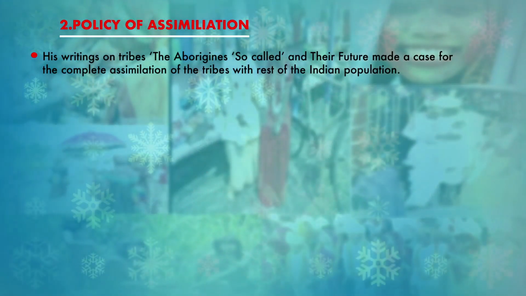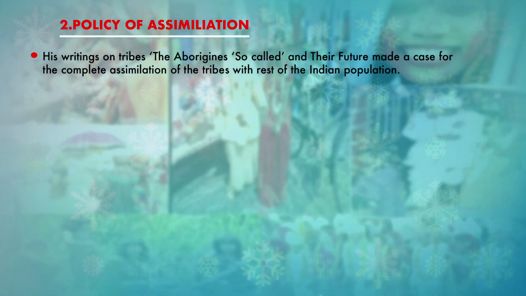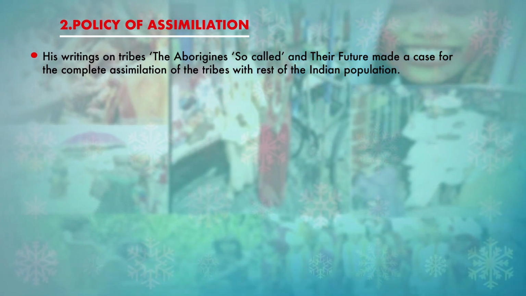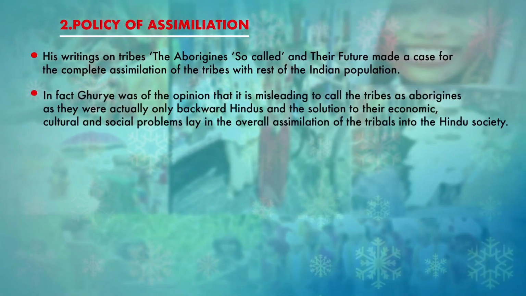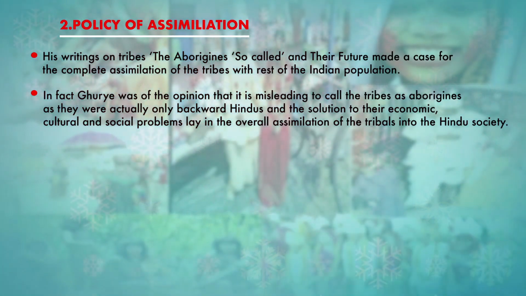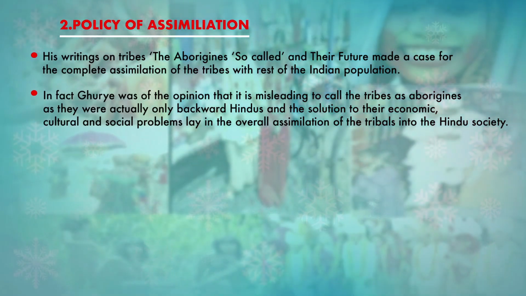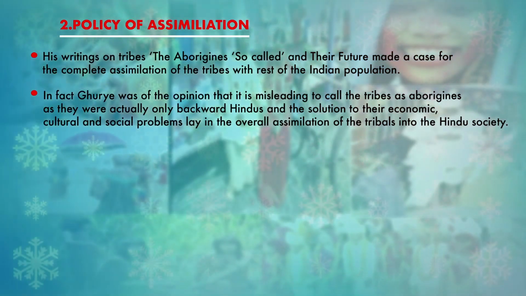His writings on tribes, the so-called aborigines, and their future made a case for the complete assimilation of the tribes with the rest of the Indian population. In fact, Ghurye was of the opinion that it is misleading to call the tribes aborigines, as they were actually only backward Hindus, and the solution to their economic, cultural and social problems lay in the overall assimilation of the tribals into Hindu society.